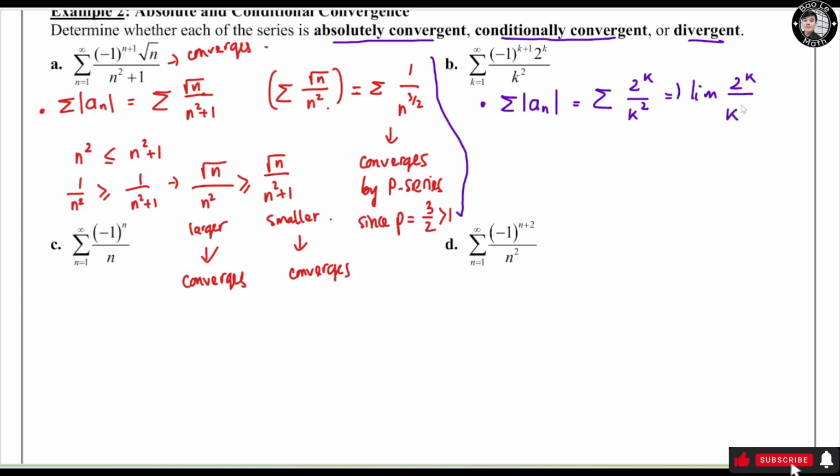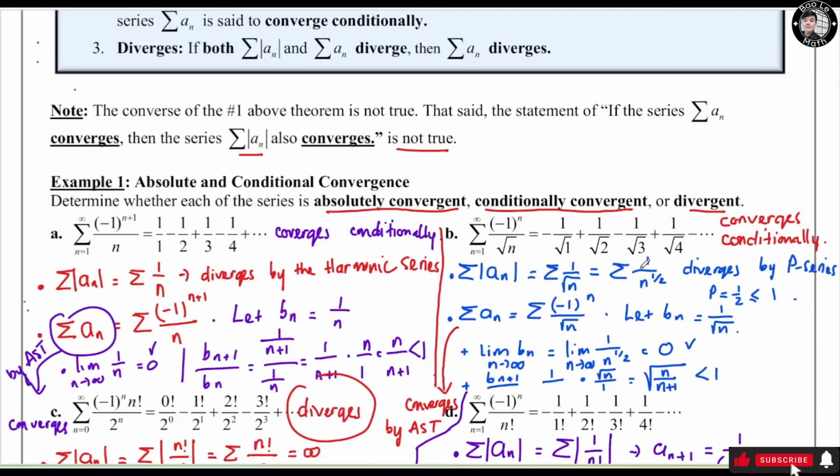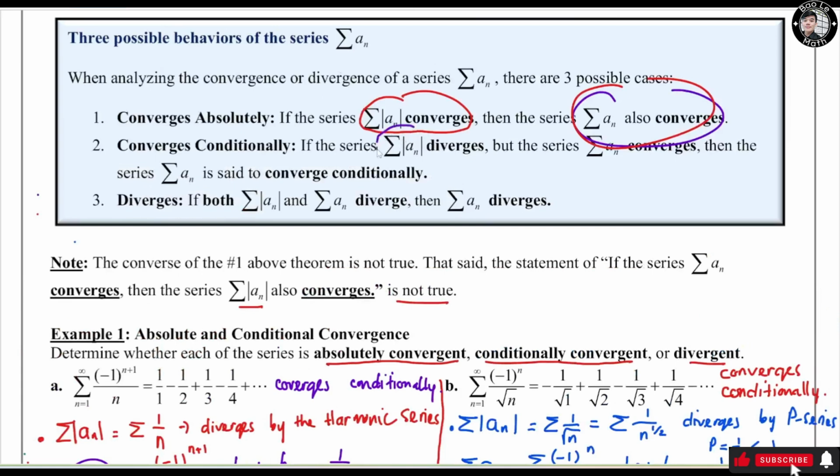When k approaches infinity, the top is the exponential function. The bottom is the polynomial function. The exponential function grows faster than the polynomial function, right? So this one approaches infinity. So by the n-th term test, this guy diverges. Now I look at this one right here. Since it diverges, I need to check the original one right here to see if it converges conditionally.